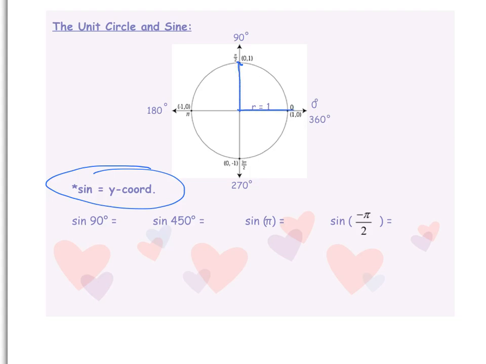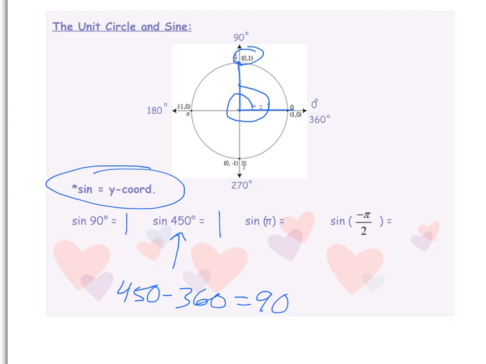Okay, that point on the unit circle is 0, 1. If I draw on the terminal side, it forms a 90-degree angle. Because the y-coordinate's 1, that is 90 degrees' sine value. All right? If we see something like 450, don't be afraid to use a coterminal. Right away, subtract 360, and we see that, okay, wait a minute. Instead of 90, we're saying go all the way around again. We're still in the same relative position as 90, so the sine value of 450 is still 1.